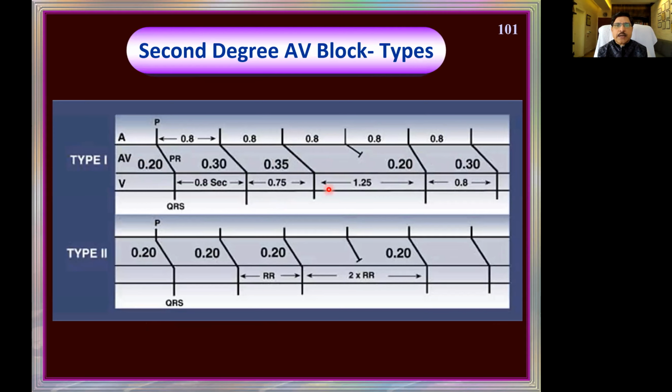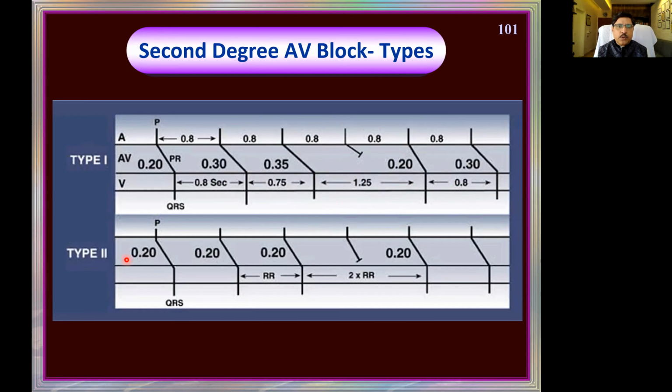First feature. Second feature is there is a dropped beat and the RR interval of the dropped pause is less than the summation of the previous two. And the RR interval here is definitely more than the one before the pause. This is because the block is in the AV node proper. The lead has to be placed a little above the AV node or starting at the AV node.